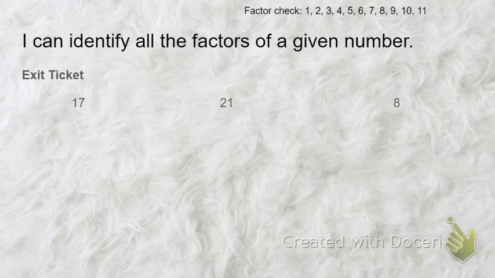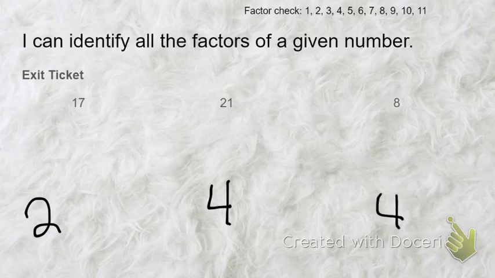I will give you a big hint though. 17 only has 2 factors, so you'll write down 2 numbers. 21 has 4 factors. 8 also has 4 factors. Huge hint. So if you do not have 4 numbers written down for number 8, you're going to get told to relook at it. Same thing for number 21. If you don't have 4 factors written down, we're going to say, hey, go back and look at that again. And number 17, I hope you can do that one without any help. That one's the easiest, okay?